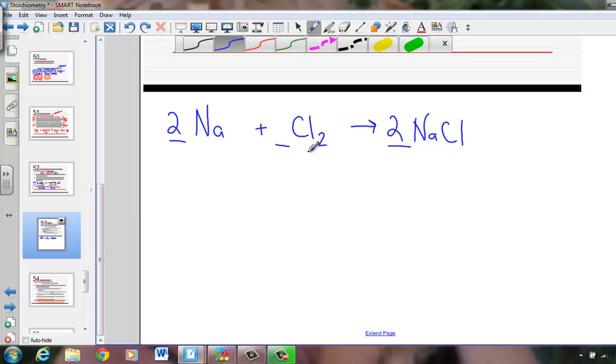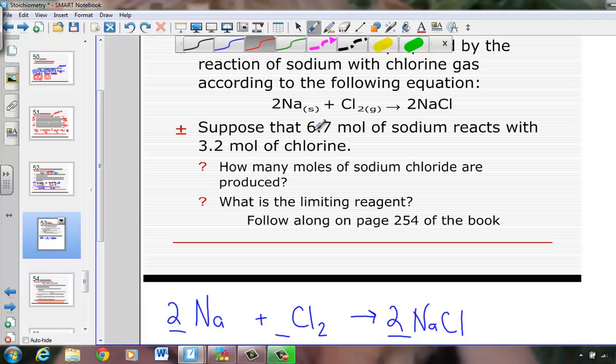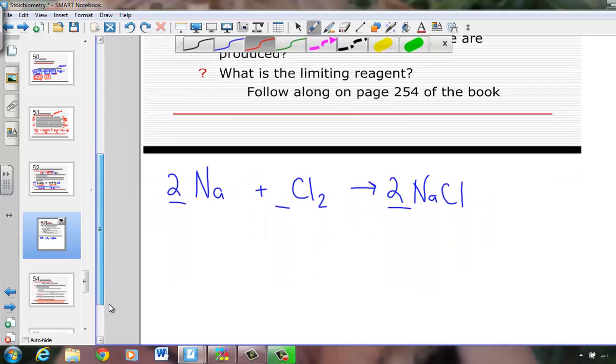It's when I change the recipe ratios that I set up the 2 terms, the limiting and excess reagent. Going on to read, it says, suppose, and this is up here back in your notes, suppose that we have 6.7 moles of sodium reacting with 3.2 moles of chlorine. How many moles of our product, sodium chloride, could be produced? What's the limiting reagent? And we can even solve for how much excess reagent is left over.